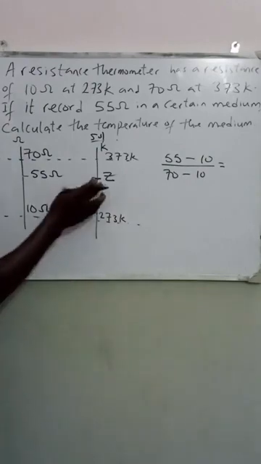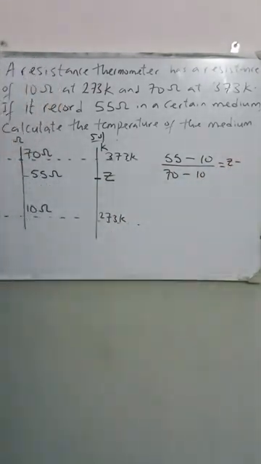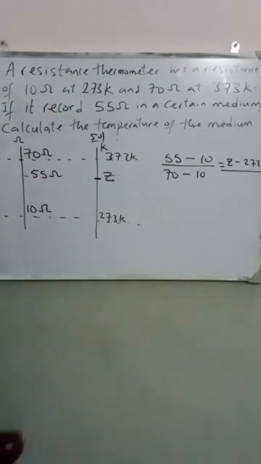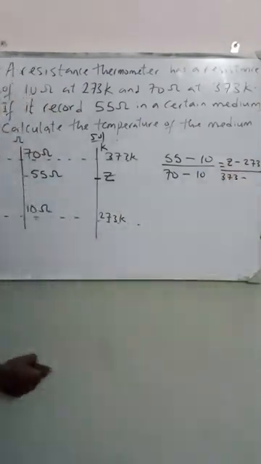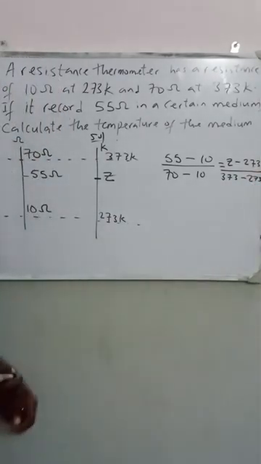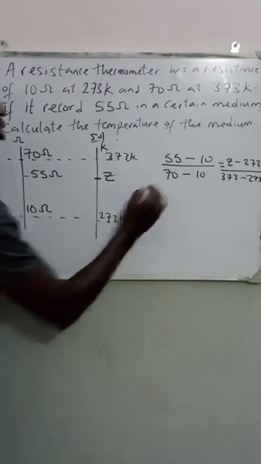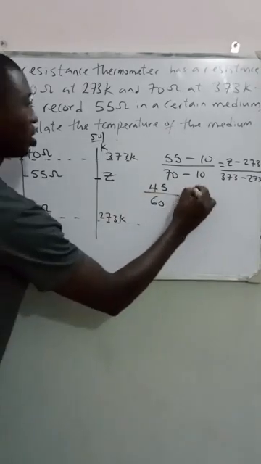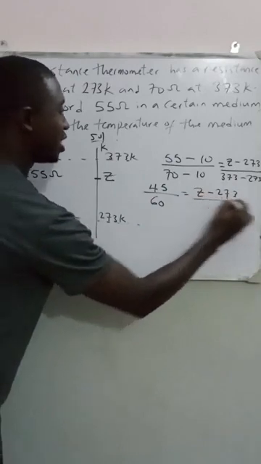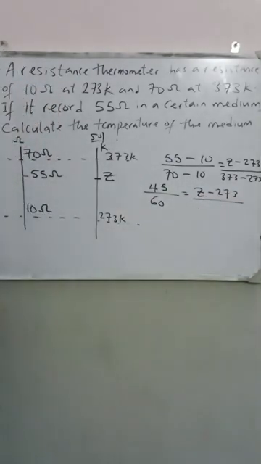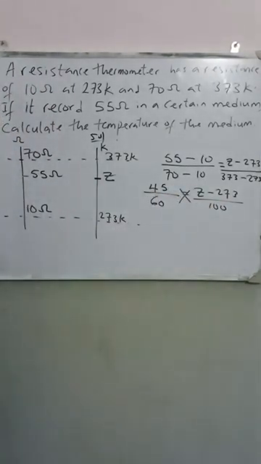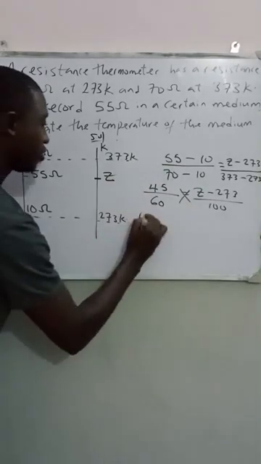The unknown is Z minus the lowest, 273, divided by the highest on the Kelvin scale, 373, minus the lowest, 273. So what is 55 minus 10? 55 minus 10 gives 45, divided by 70 minus 10 gives 60, should be equal to Z minus 273 divided by 373 minus 273. This gives us 100. Also, we cross multiply. When we cross multiply, 45 times 100 gives 4500.